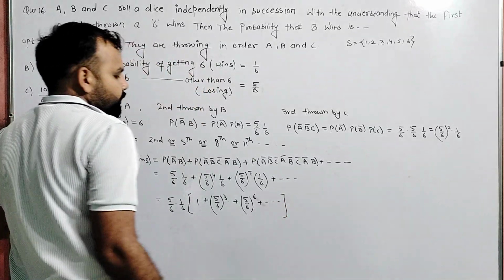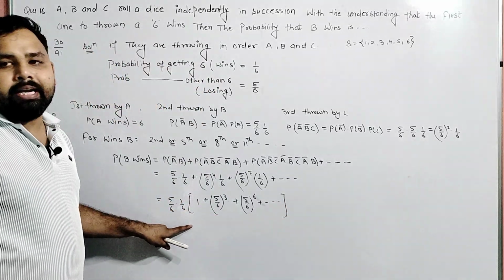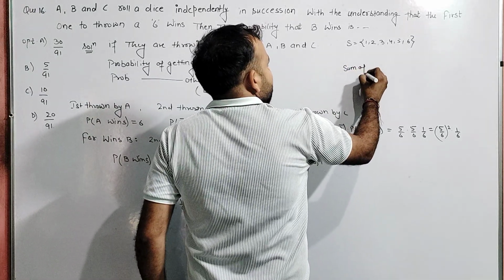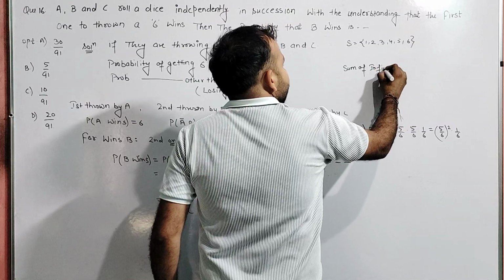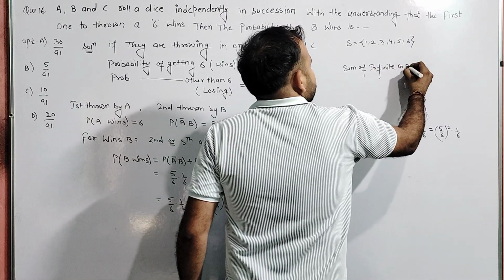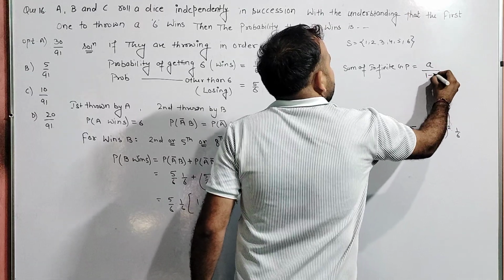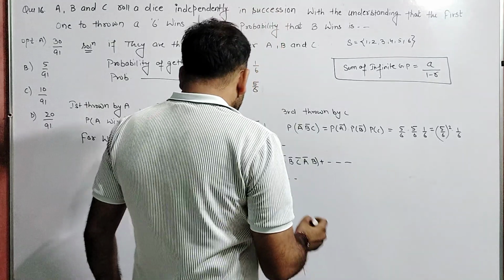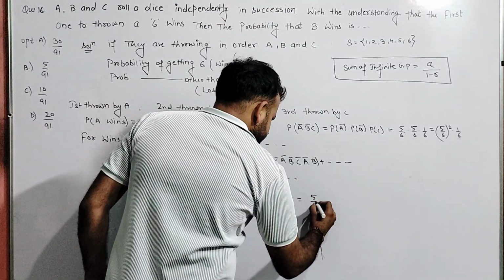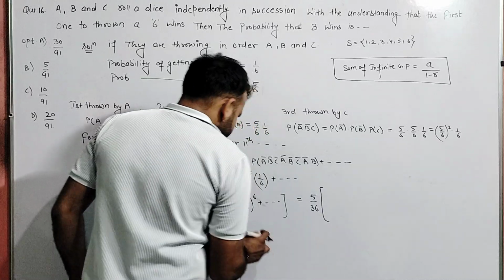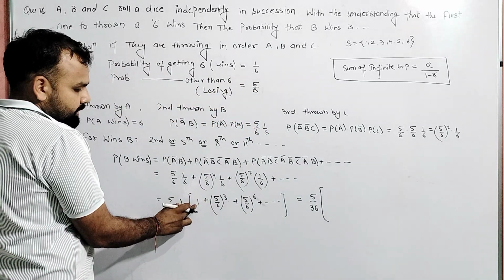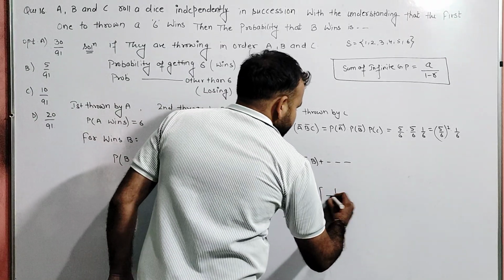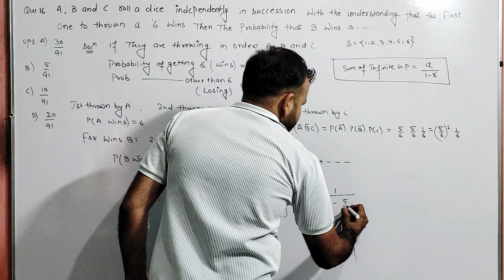And students, you can see this is an infinite GP. And the sum of an infinite GP is A upon 1 minus R, where A is the first term and R is the common ratio. So we can write this as 5 by 36 into, this is an infinite GP whose first term is 1 and common ratio is 5 by 6 to the power 3. So first term 1 divided by 1 minus 5 by 6 to the power 3.